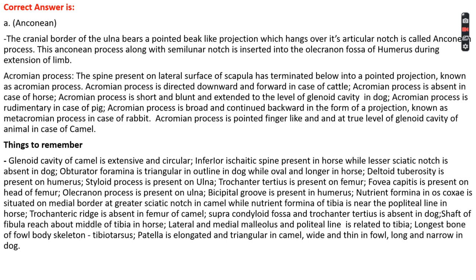Okay, and the longest bone of the fowl skeleton is the tibiotarsus. The patella in case of camel is elongated and triangular in shape, in case of fowl it is wide and thin, and in case of dog it is long and narrow. Okay, these are the things which we already discussed in detail in a previous video, but these are the important points which we need to remember from the exam point of view.